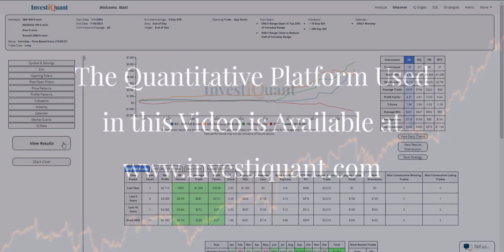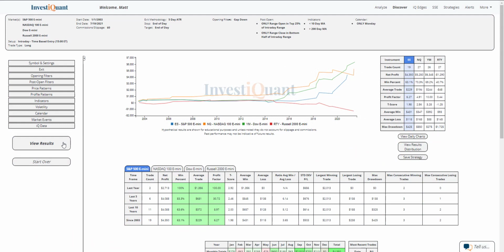And here we go. These are the results based upon entering the market long at 3 p.m. Eastern Time and exiting at 4:15 p.m. Eastern Time. When you gap down on a Monday in a weak bull market and then sell off from the open and are trading in the bottom half of the intraday range at 3 p.m. Eastern Time, historically, we've got 19 samples of the S&P with this pattern taking place dating back to 2003. For the NASDAQ, there are 27 samples. There's 26 in the Dow and 27 in the Russell.